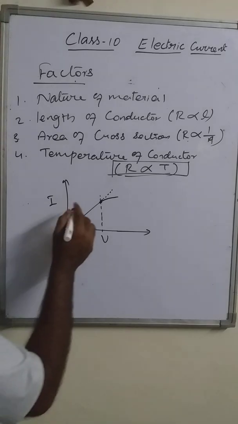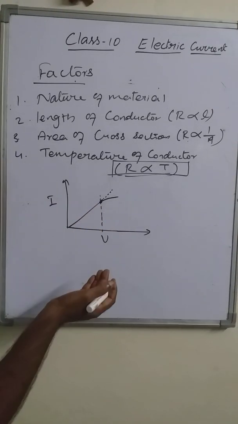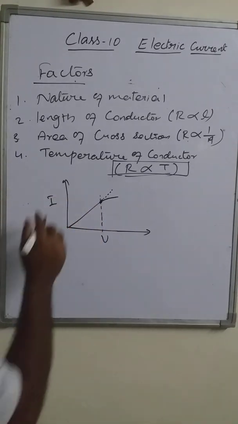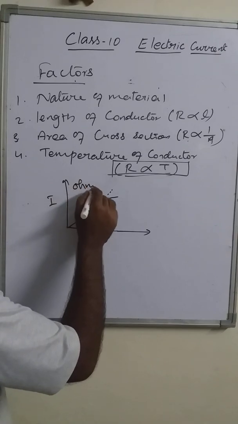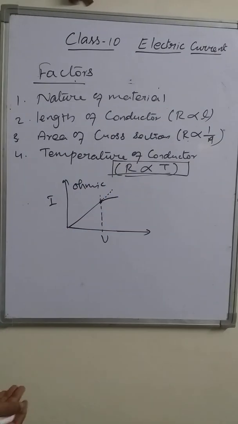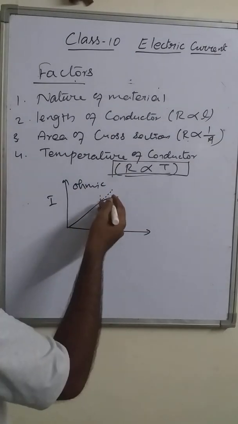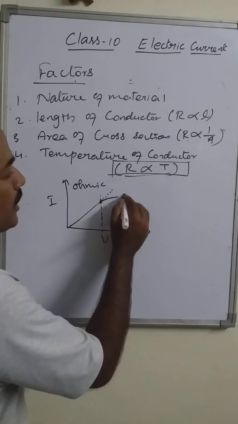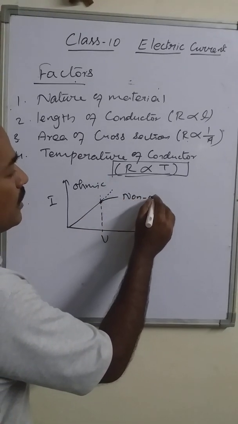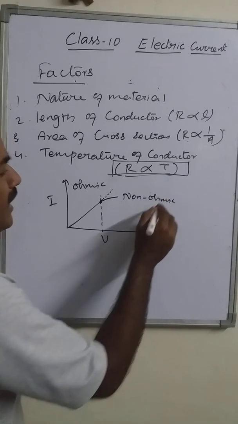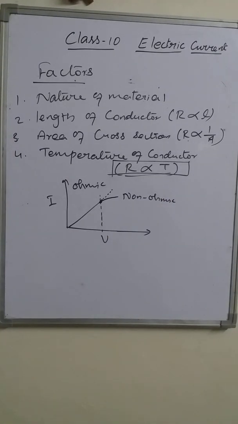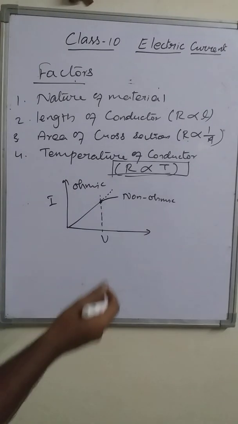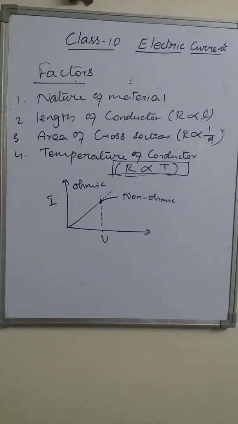So before this, this conductor may be called an ohmic conductor, because it is obeying Ohm's law. After that, Ohm's law is not valid, so it becomes non-ohmic. So we have two types of conductor: ohmic conductor and non-ohmic conductor. An ohmic conductor is one that obeys Ohm's law. A non-ohmic conductor is one that does not obey Ohm's law.